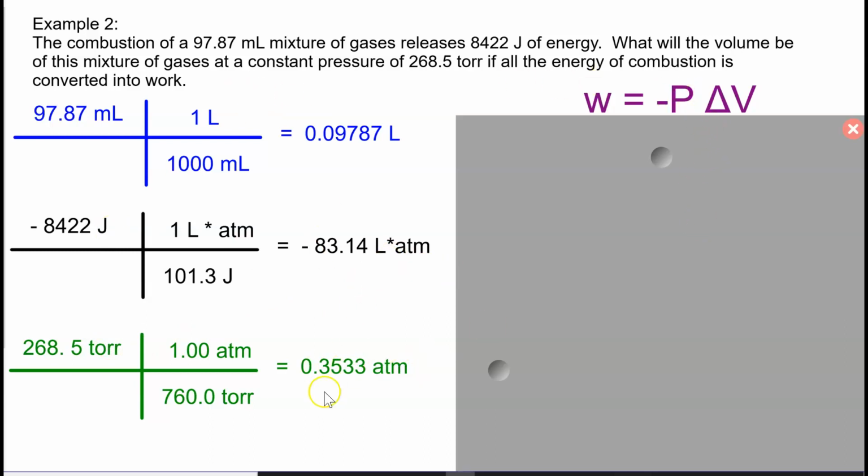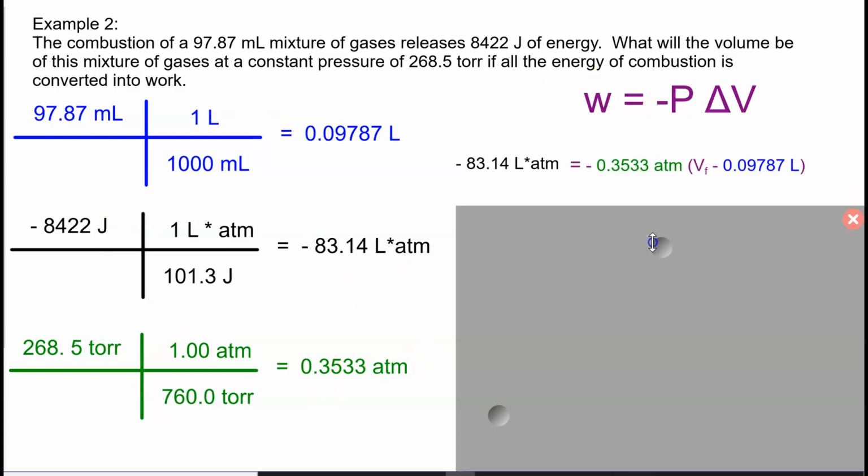Now we're going to plug each of these into the appropriate spot, which will look like this. This is your energy, so negative 8314 liter atmospheres. That's your work. We're assuming that all the energy is converted into work, so work and energy are equal to each other in this case. Equals negative. This negative comes from the fact that the formula has a negative in it. We discussed that in notes when we talked about why pressure is negative.